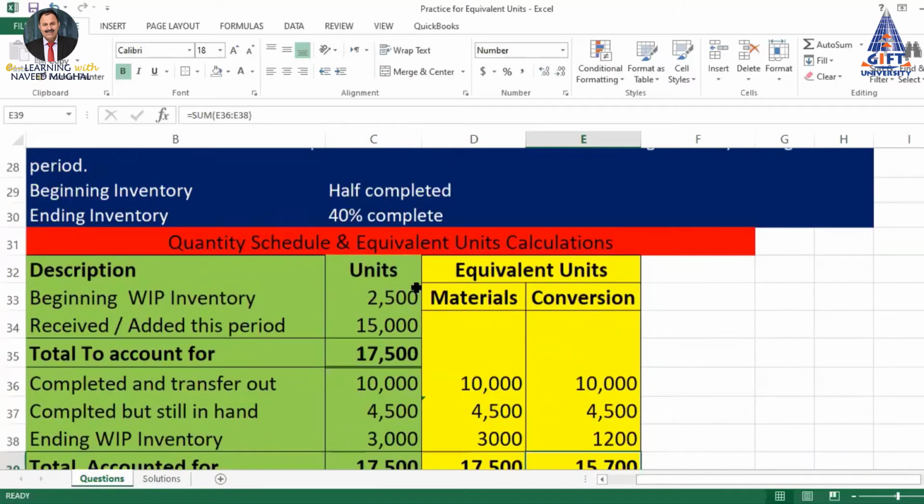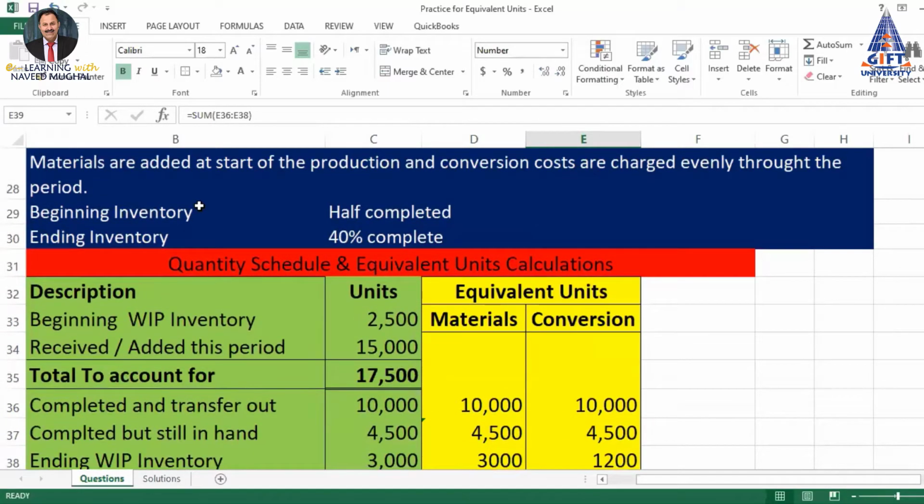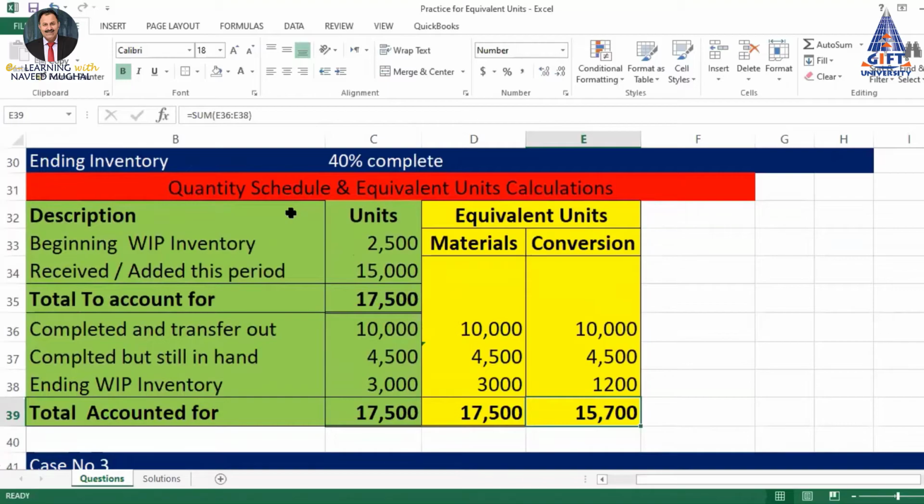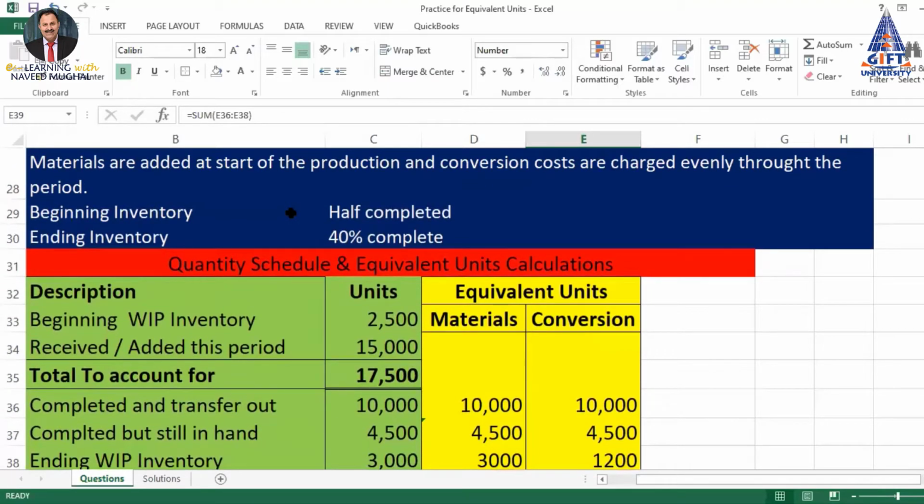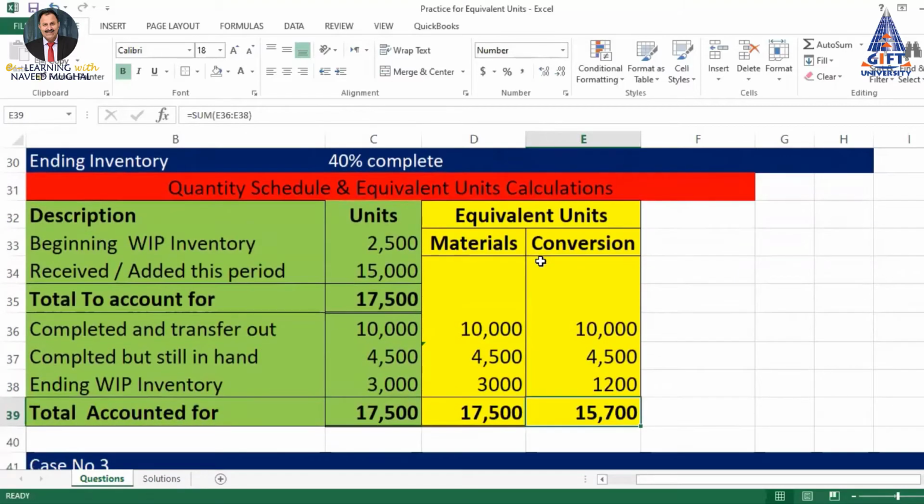So in this scenario, if the statement is given that materials are added at the start of the period, it means that materials are 100% applied or 100% complete, and the conversion might be given as half, 40%, 50%, 30%, whatever the percentage is given, and we can use those percentages for the calculation of equivalent units.